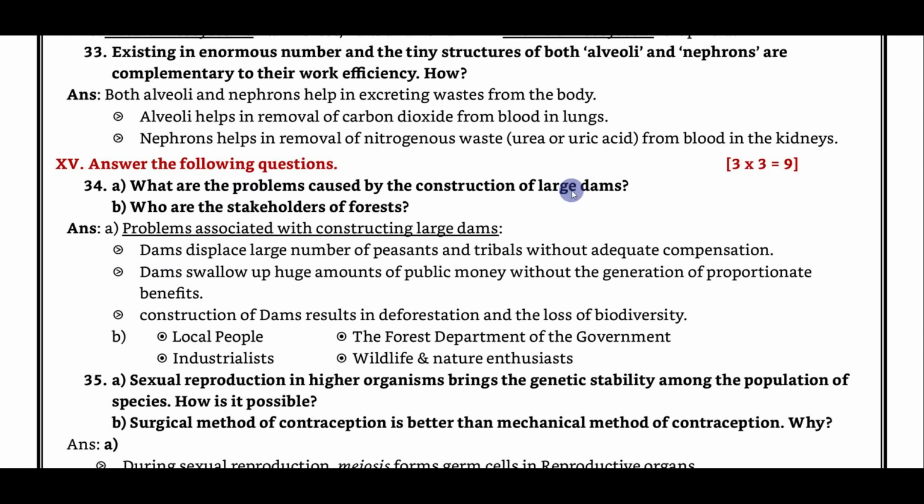Next, what are the problems caused by the construction of dams? Who are the stakeholders of the forest? The problems associated with the construction of large dams are: dams displace a large number of peasants and tribals without adequate compensation. Dams swallow huge amounts of public money without generation of proportionate benefits. Construction of dams results in deforestation and loss of biodiversity. The stakeholders of the forest are the local people, the forest department of the government, industrialists, and also wildlife and nature enthusiasts.